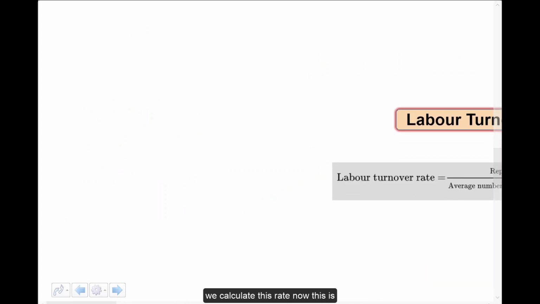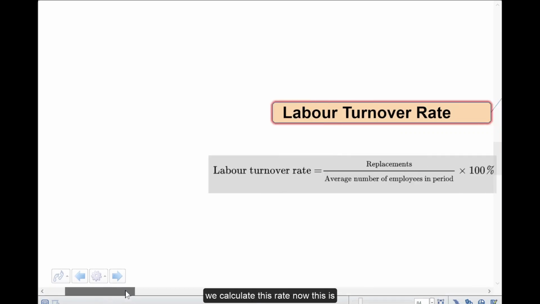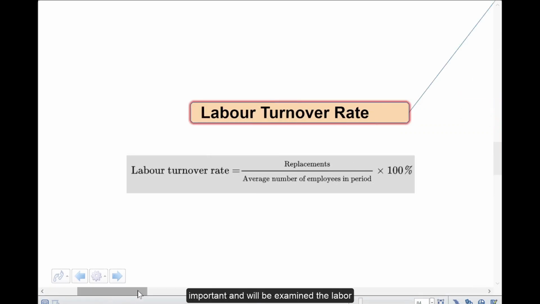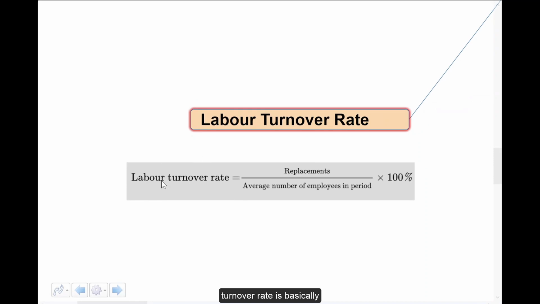Now, how do we calculate this rate? This is important and will be examined. The labor turnover rate is basically replacements divided by the average number of employees. Average, normally we mean simply from point one, i.e. start, to end point. It might be January 1st through to the end of the year. Let's be familiar with this formula. It's going to come up in your exam for sure.